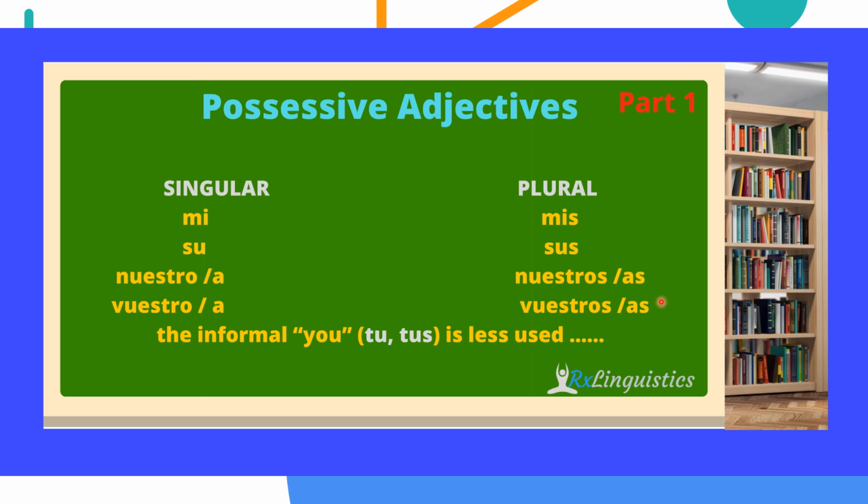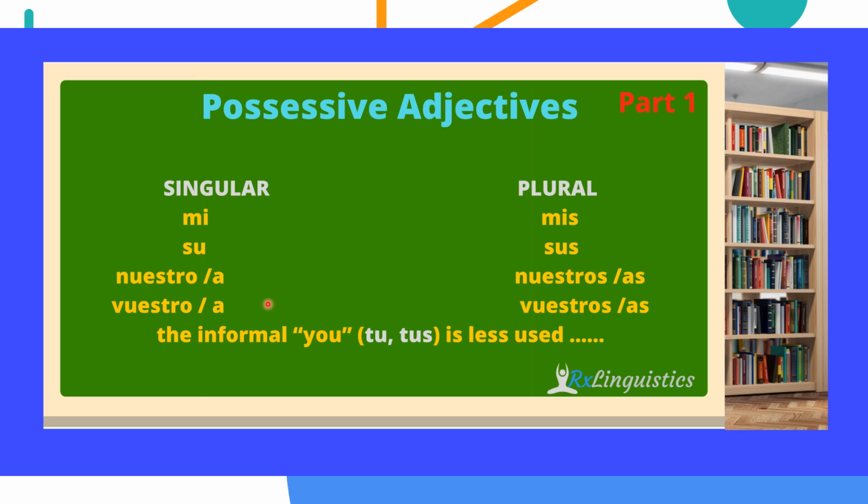So all these are plural. When it's feminine, it's vuestras or nuestras. Okay, so nuestro is our, vuestro is your. But in the US and Latin America, you use su instead of vuestro. In Spain, you use vuestro. You may come across materials or programs where they are using vuestro.